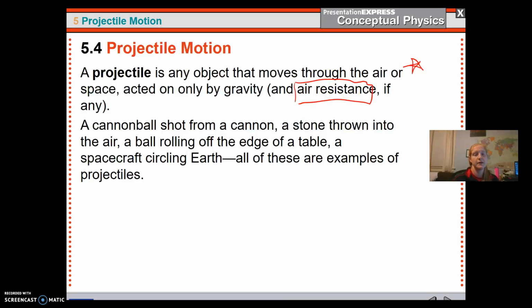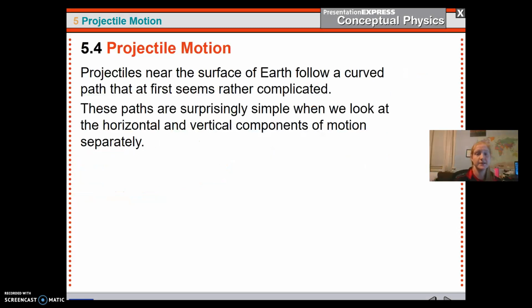Cannonball, stone throw, ball thrown, a spacecraft circling the Earth. This is called a satellite, and it's constantly falling towards the Earth. That's what a satellite is, a cool little side note. These paths are really simple because you can just break them into the horizontal part of the path and the vertical part of the path. We can even do this in video analysis. Count on it, it will be happening.